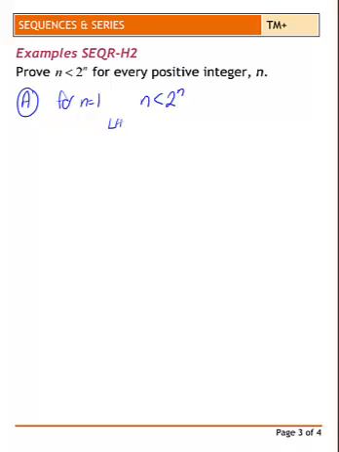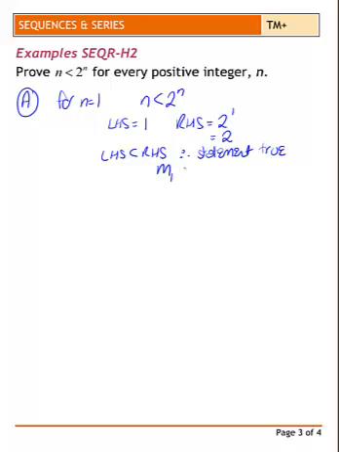My left hand side, if I substitute 1, is just 1, and my right hand side equals 2 to the power of 1, which is 2. Now the left hand side is less than the right hand side, so therefore the statement is true. Okay, and we can say M1 is true.